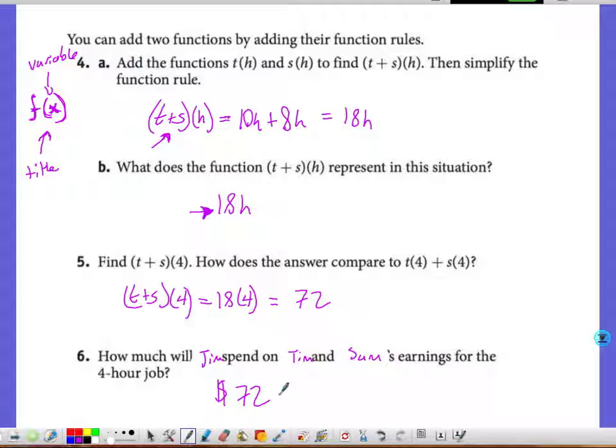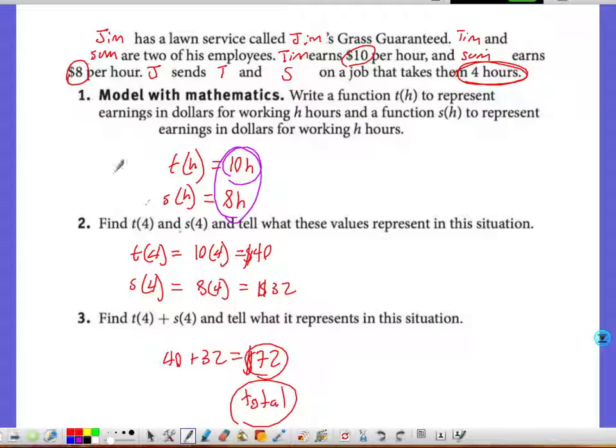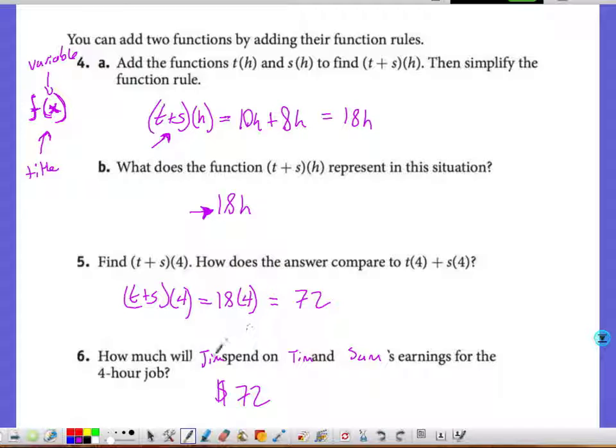So can you see how, first, calculating the functions individually to find the total cost for Tim and Sam's earnings, we get the same answer if we add the functions together and make just a single calculation.